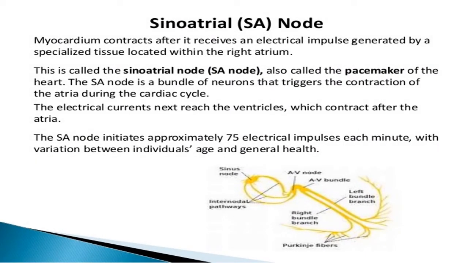Coming to the sinoatrial node, the myocardium contracts after it receives an electrical impulse generated by a specialized tissue located within the right atrium. This is also called the sinoatrial node, the pacemaker of the heart. The SA node is a bundle of neurons that triggers the contraction of the atria during the cardiac cycle. The electrical currents next reach the ventricles, which contract after the atria. The SA node initiates approximately 75 electrical impulses each minute, with variation between individuals, age and general health.